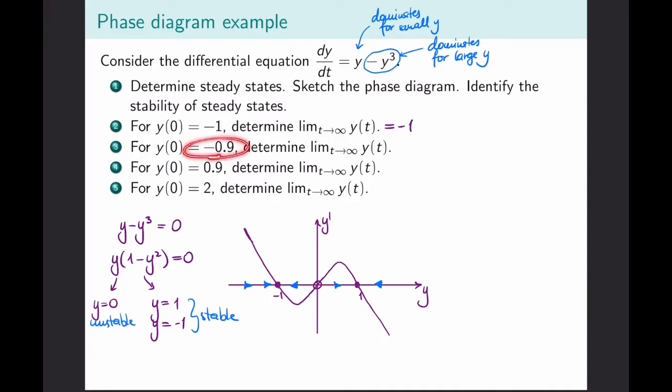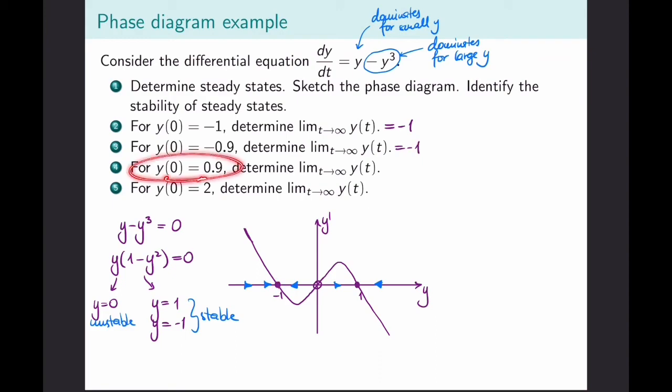What happens if the ant starts at -0.9, so somewhere over here? Again, it follows the arrows. The arrows on this region point to the left because the graph is below the x-axis. So if it starts anywhere over here, it's going to be pushed towards -1, which is an equilibrium. So once it's there, it's going to stay there. The eventual behavior will be ending up at -1.